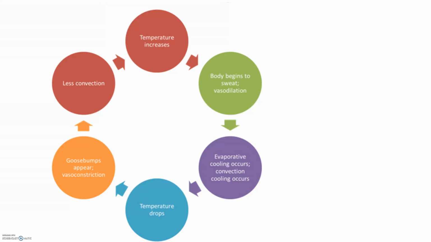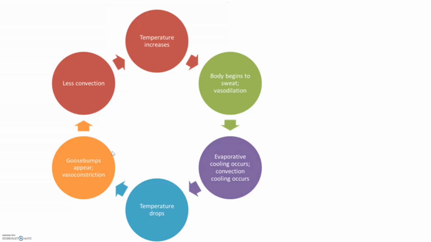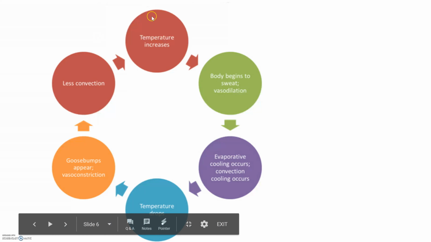If the body were to cool, then the opposite mechanism kicks in. Goosebumps occur, and vasoconstriction also occurs. In humans, goosebumps tighten the surrounding skin, which reduces the surface area from which to lose heat. And vasoconstriction ensures that only small surface areas will cool and the body retains heat.